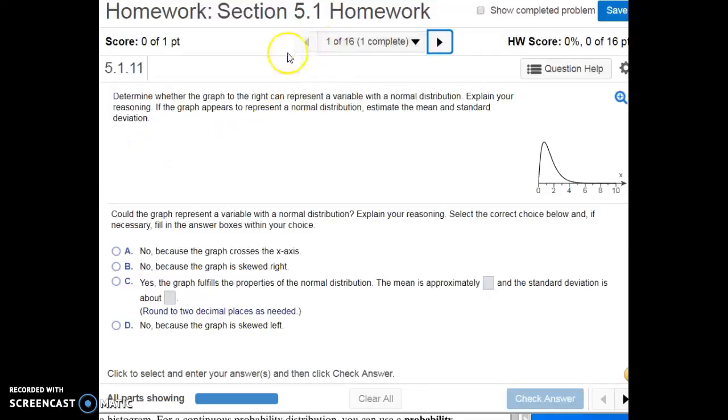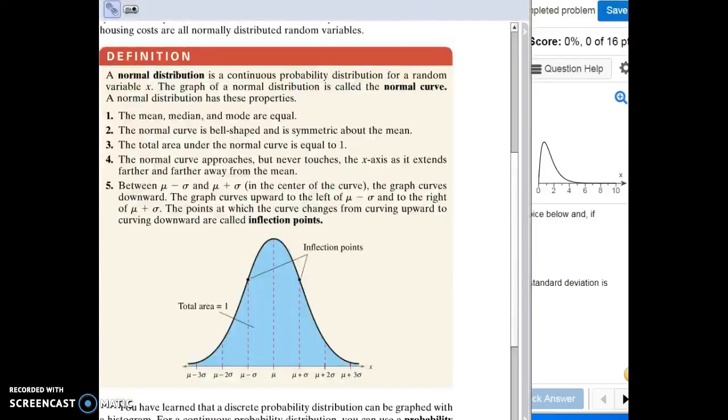For the first couple of problems, we're trying to look at a graph and seeing if it can represent a variable with a normal distribution. A quick reminder, for any distribution, the way you're reading it is the values along the x-axis are the different possible values that the variable could take on. And then the height of the graph is representing how likely, how probable each of those values are.